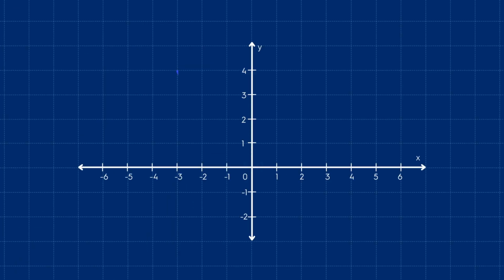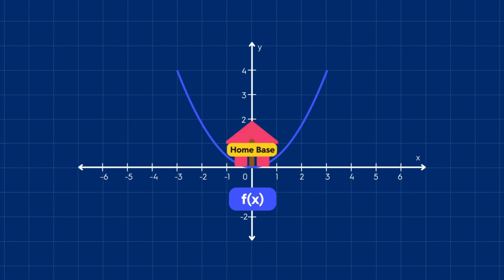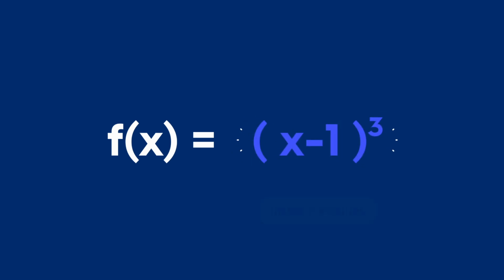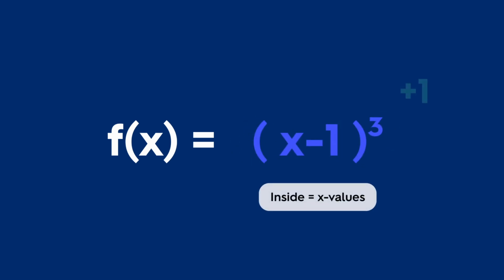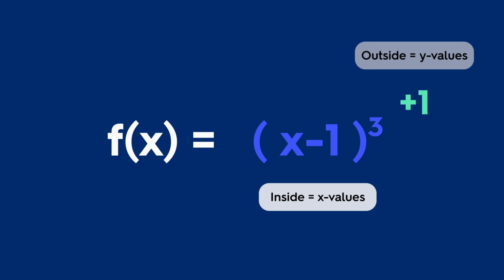Transforming a function means changing where it lives or how it looks, without changing what kind of function it is. Changes inside the parentheses affect x values. Changes outside the parentheses affect y values. This rule guides everything that follows.